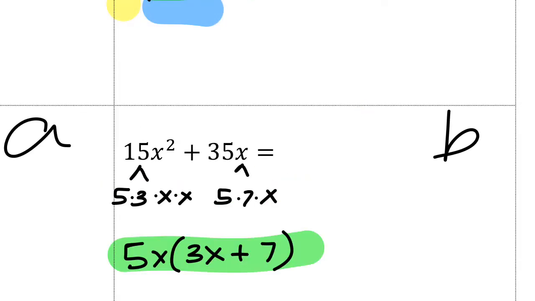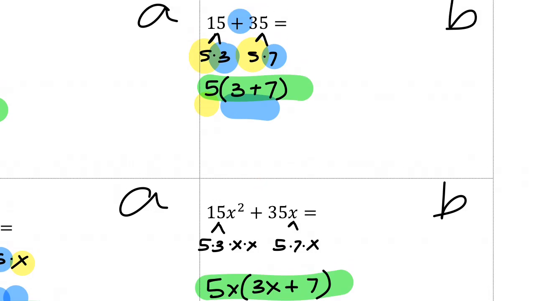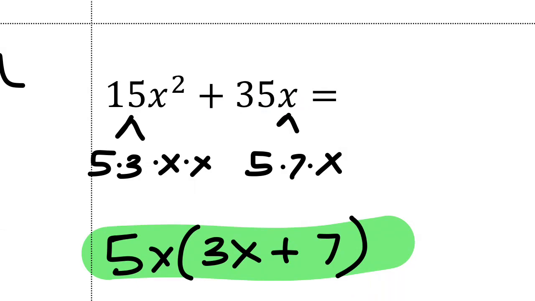So if I'm looking up at the top, you'll see that again, I use the exact same numbers, 15 and 35. The only thing that's been added to this problem is the fact that now we have these variables here as well. So I broke down the x squared as x times x, and I broke down the x just as x there. So I'm looking at what they have in common, 5x.